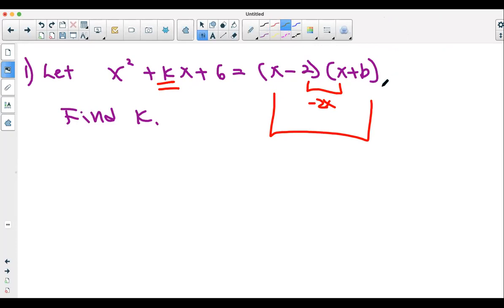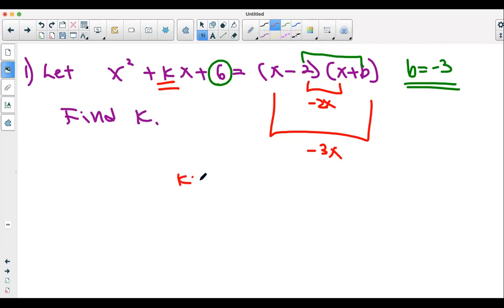Well, how can you get the b value? Oh, because of 6. 6 is found by last times last, which is 6. So you realize that negative 2 times something has to be positive 6. Oh yeah, then b is equal to negative 3. How about that, guys? Then outer now becomes negative 3x. When I combine them, k must be equal to negative 5.